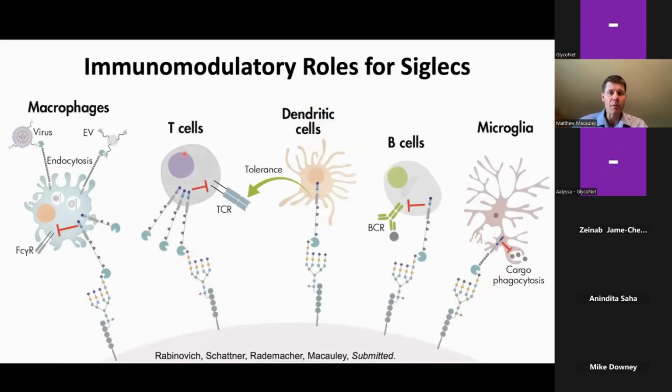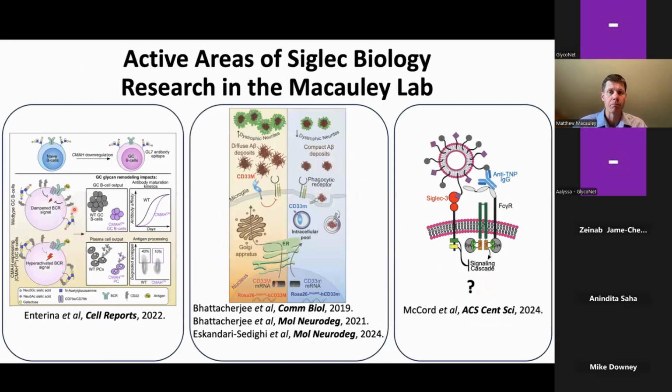This goes a little bit more into detail on what Siglecs are doing in the immune system. I'm not going to go through this all. This is from a review I wrote with Gabriel Rabinovich recently, and it's been submitted. You can see some major roles for Siglecs on these different types of immune cell subsets, controlling very important immunological processes. And importantly, all involving interactions with their glycan ligands.